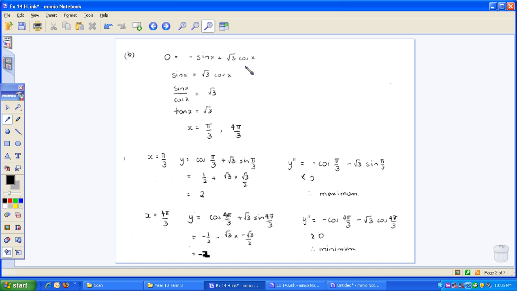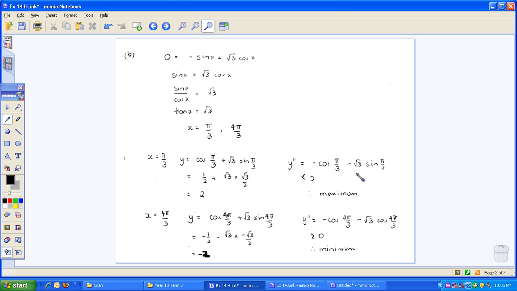Then what we need to do is find the values of x for where we actually would get a stationary point, where the first derivative is equal to 0. So we rearrange our function to get tan x is equal to root 3, and then from that we know that x would equal pi on 3 and 4 pi on 3. We sub pi on 3 and 4 pi on 3 back into the original function to get 2 and minus 2 as our values.